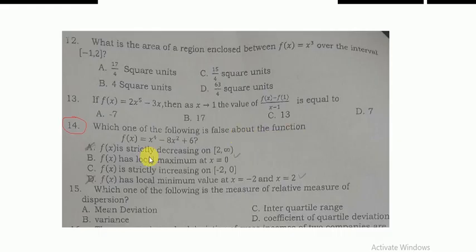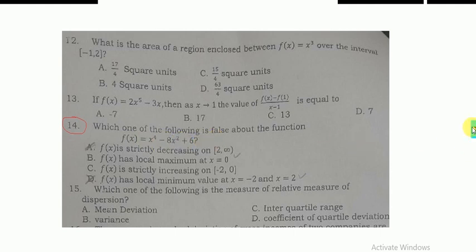Which one of the following is false about the function x raised to 4 minus 8x squared plus 6? We are given this function and we are asked about its properties: where it is decreasing, where it is increasing, where it has local maximum, where it has local minimum.